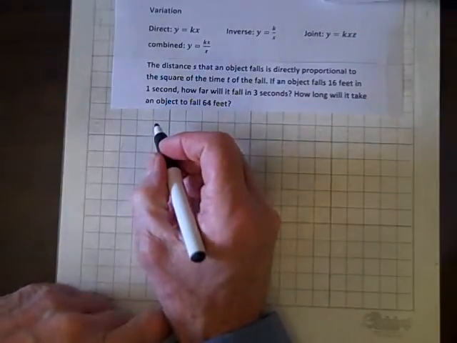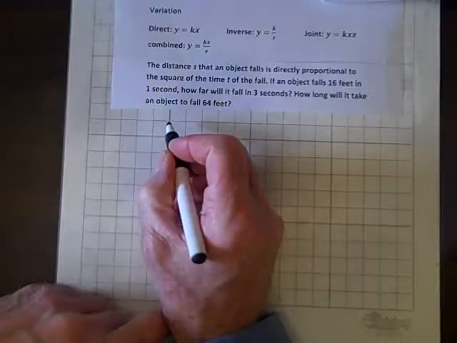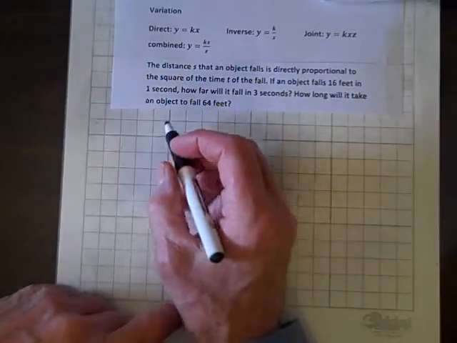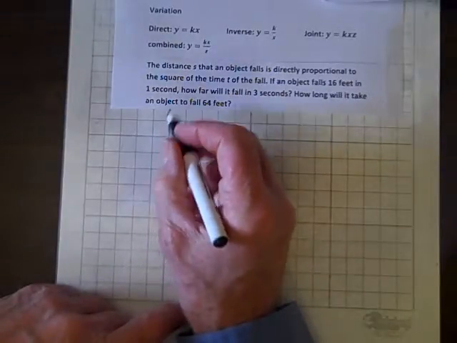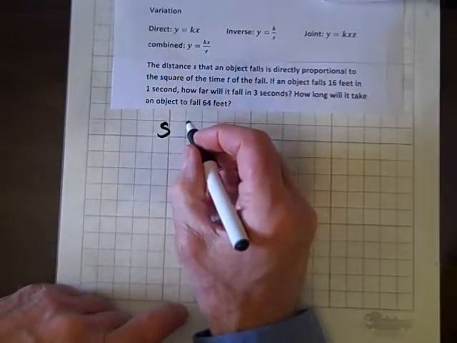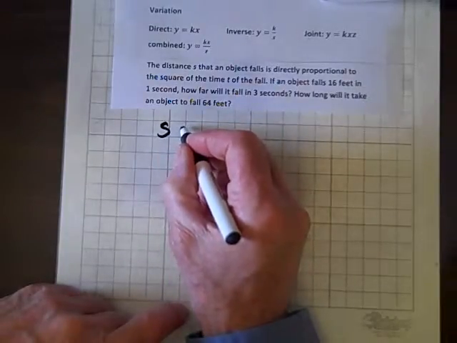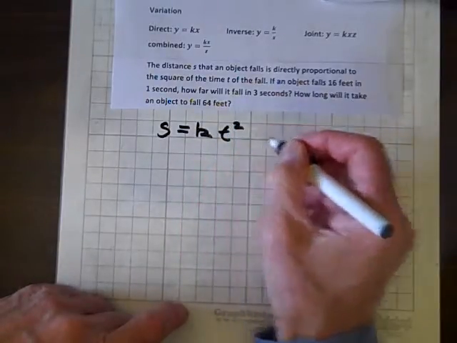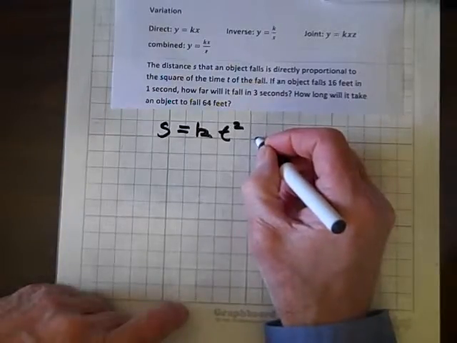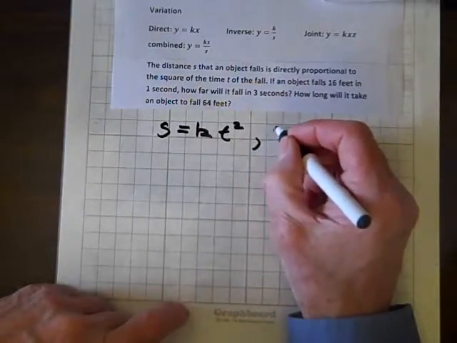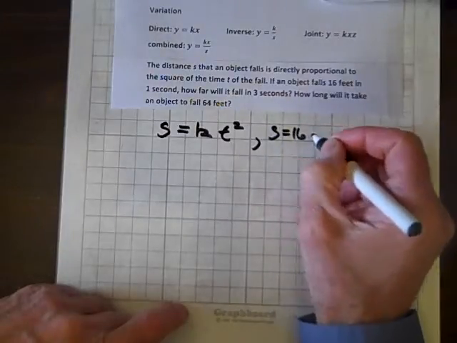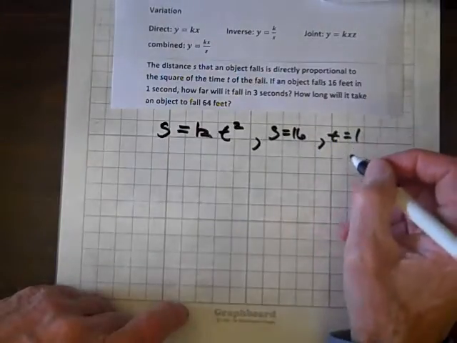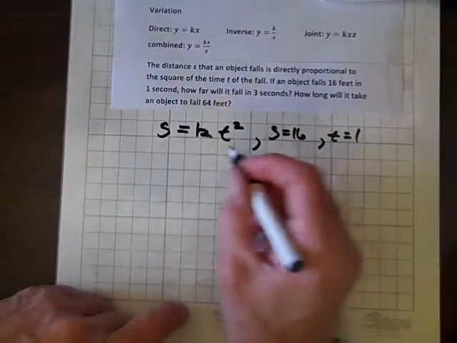So let's structure the general formula for this variation. And so the distance s that an object falls is directly proportional, k, to the square of the time, t squared. And we're given that if an object falls 16 feet, so s equals 16, in 1 second, t equals 1. We'll use this information to determine what k is.